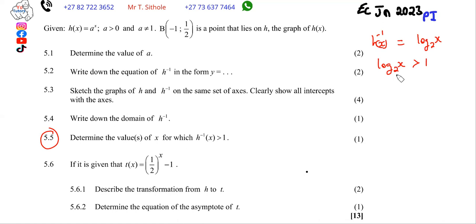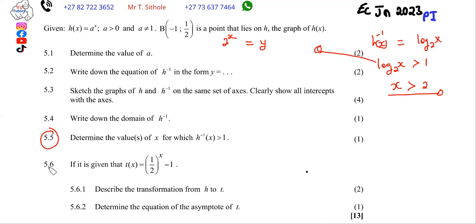And remember, when you're dealing with something like this, you take the 2 there. x is greater than 2 to the power of 1. This is our answer there. We don't need to worry about anything, you're just solving now, coming back from log. Remember the relation that I told you about: if we have 2 to the power of x equals y, then the inverse is log base 2 of x. You must remember that.